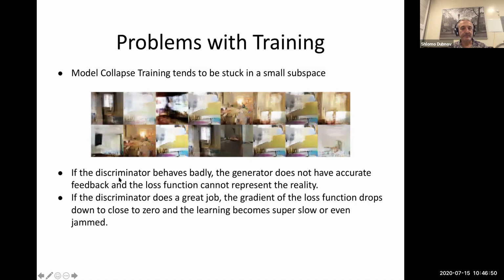And the usual training problems are that if the discriminator behaves badly, the generator doesn't have accurate feedback, so the loss function basically doesn't do its job. On the other hand, if the discriminator is doing too good of a job, then the gradient of the loss function will be very close to zero. So it becomes very slow for the generator to learn or improve itself.